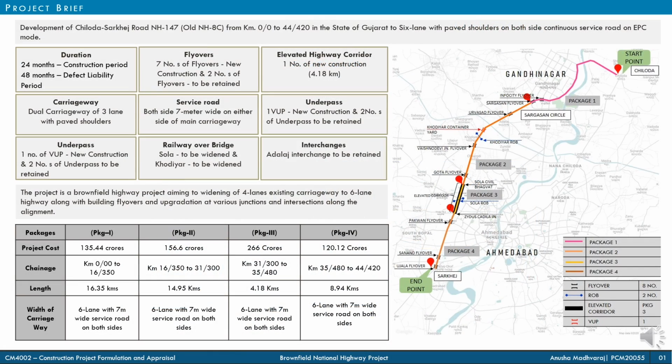The development of SG highway from existing 4-lane to 6-lane is done on EPC mode, that is engineering, procurement and construction mode. The project is a brownfield project which is divided into 4 packages, and there are scope of developments like flyovers, upgradation at various junctions, service roads, etc. along the stretch. The highway connects 2 main cities, that is Ahmedabad and Gandhinagar, and the details of the project is tabulated below.